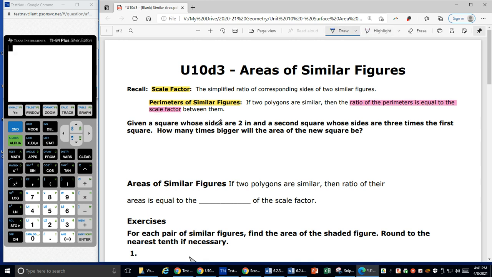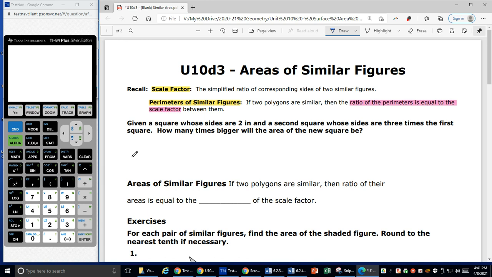If we're given a square whose sides are 2 inches and a second square whose sides are 3 times the first square, how many times bigger will the area of the new square be? So we're going to make the new square 3 times bigger than the first square. So it's instinctual that the new area would be 3 times bigger. But let's just take a look at this.